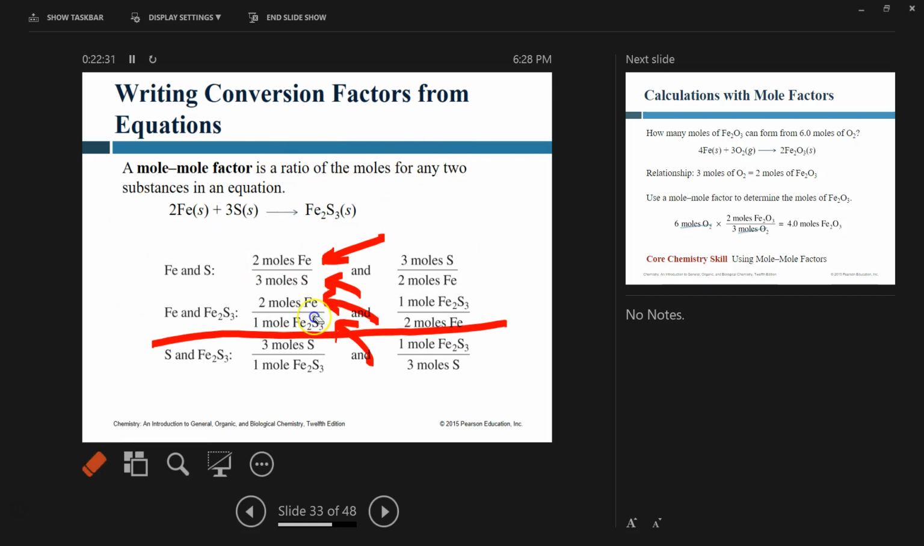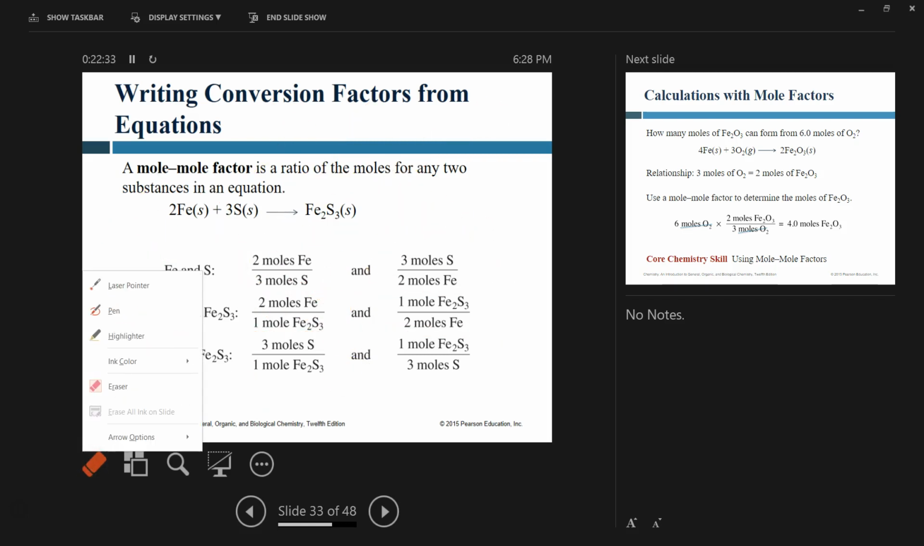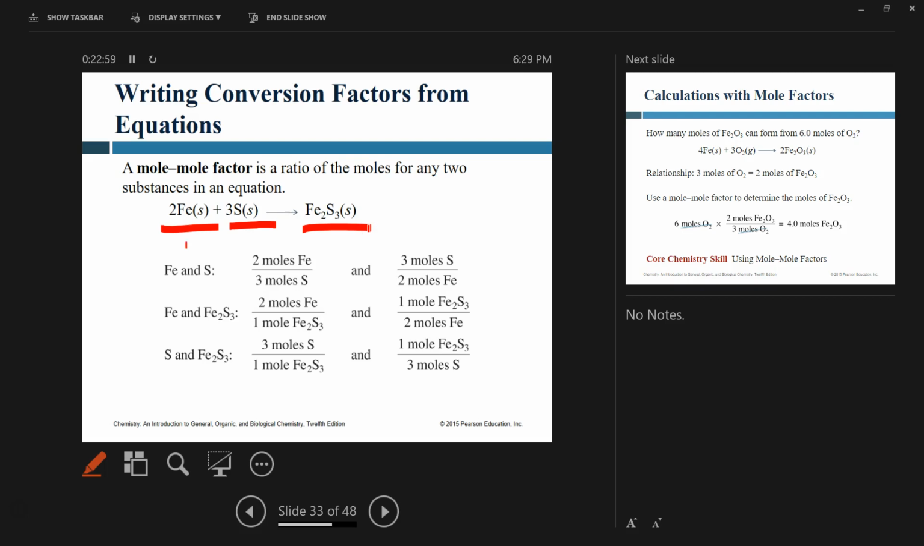So here, 2 atoms of iron. The number 2 refers to 2 atoms. You with me? You have 3 atoms of sulfur. You with me? How many molecules of iron sulfide do you get by combining 2 atoms of iron and 3 atoms of sulfur? How many molecules? Just 1. Does that make sense? So 2, 3, and 1.